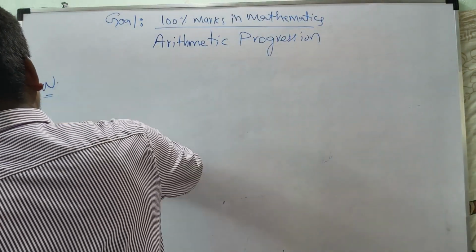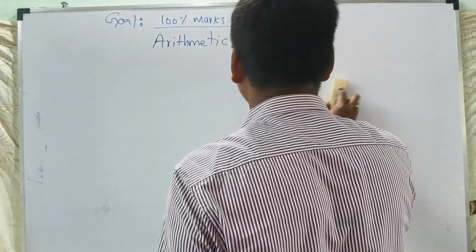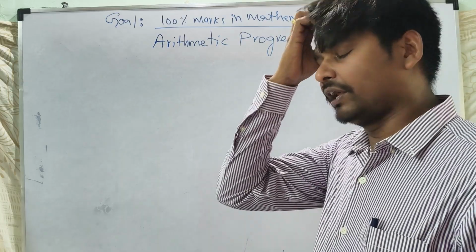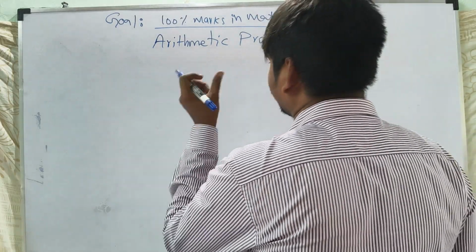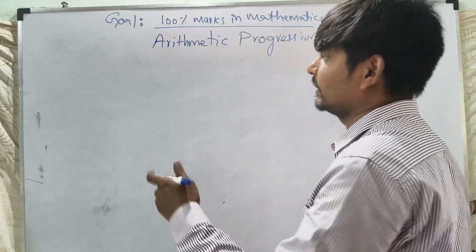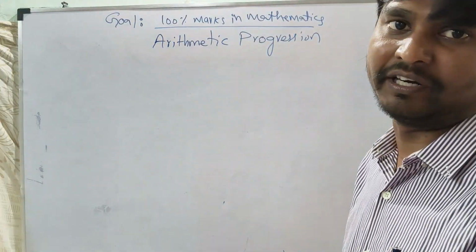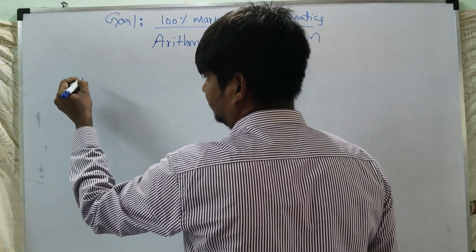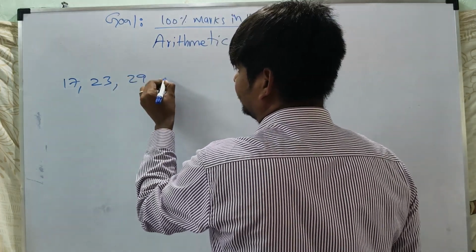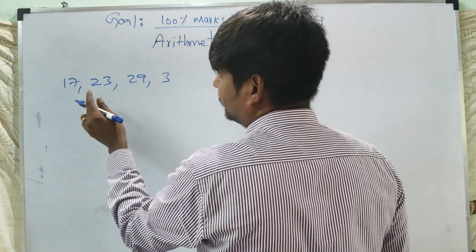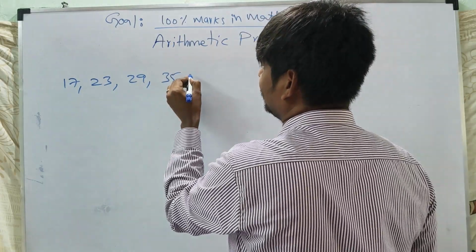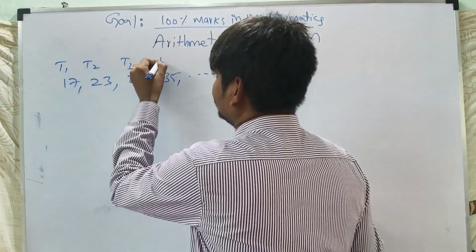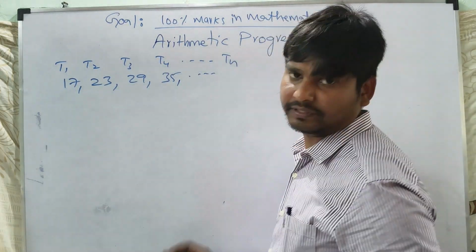Right. Now we'll move on further. What is the common difference, and how to derive it, we will discuss now. Here we are adding a fixed term to the previous term, and that is only the common difference. Let us see how. Suppose I am taking one more example: 17, 23, 29, then next would be 35, and so on. We can assume these as term 1, term 2, term 3, term 4, and so on, up to the nth term.